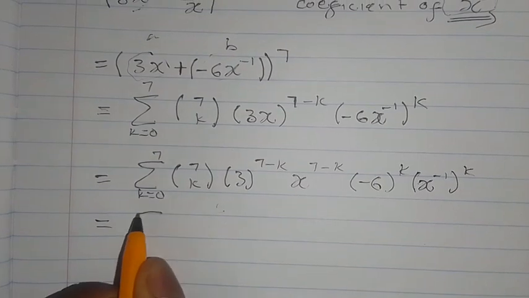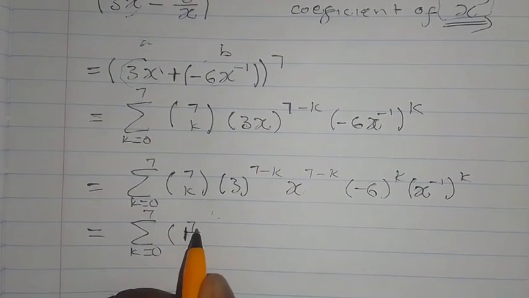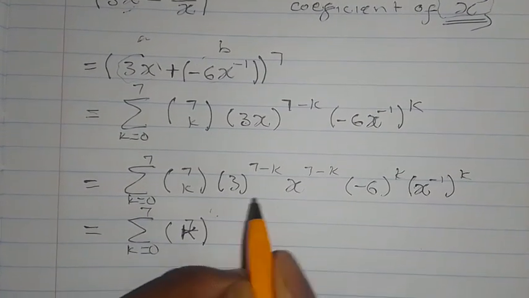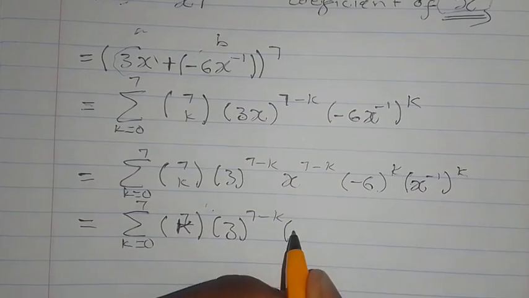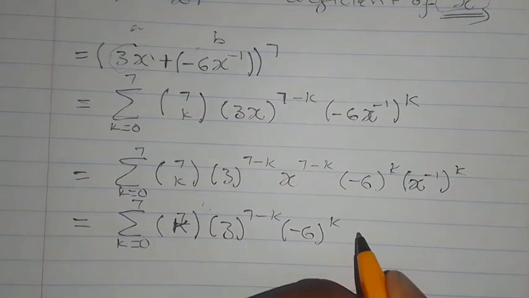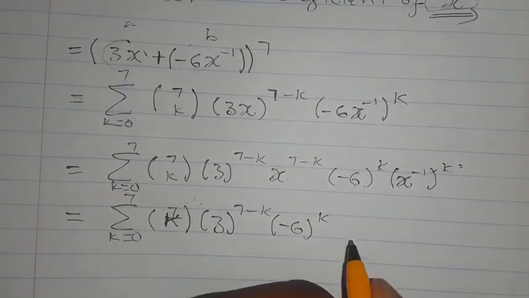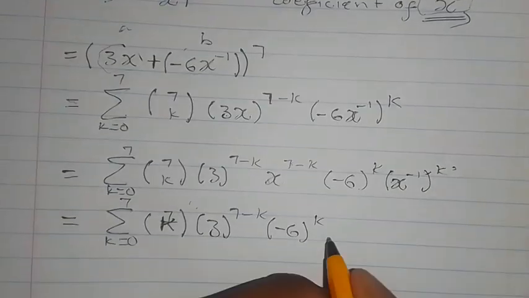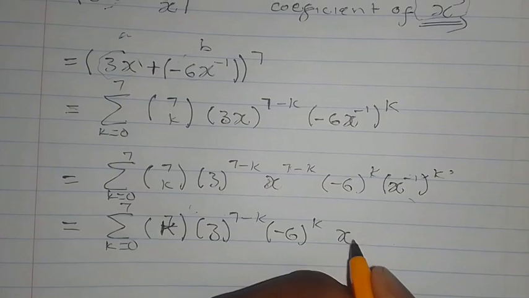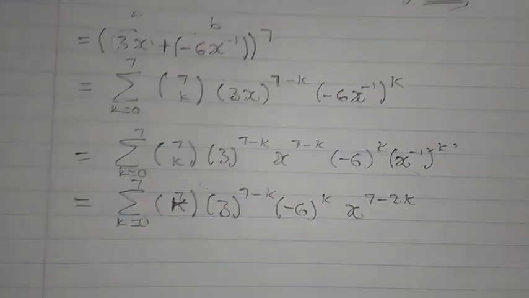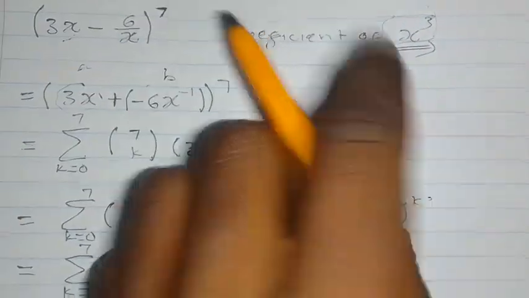So proceeding further, you get the sum from k equals 0 to 7, 7 combination k, then 3 to the power 7 minus k multiplied by minus 6 to the power of k, and then this will be x to the power minus k, and this will be x to the power 7 minus k. That's just going to be the laws of exponents. You add that minus k, that's just going to be x to the power 7 minus 2k. Then we have something like this. But now, what are we looking for? We're looking for the coefficient of x cubed.